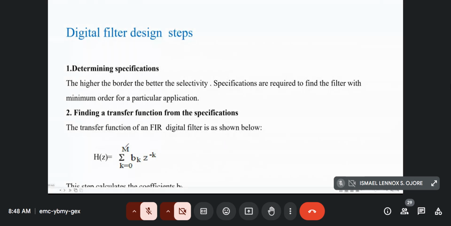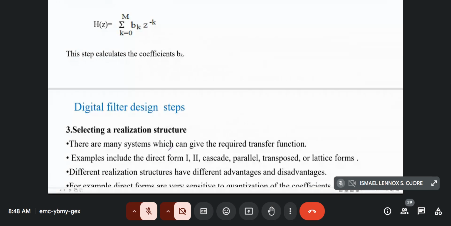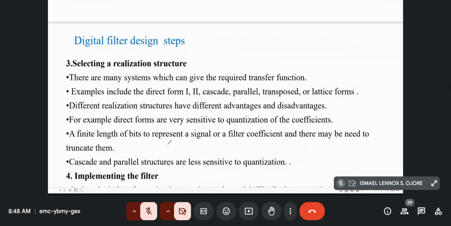So the transfer function of an FIR is normally in this form. It has no feedback components. Then you select the realization structures. There are, of course, very many of them, which can give you the same result, the same transfer function.